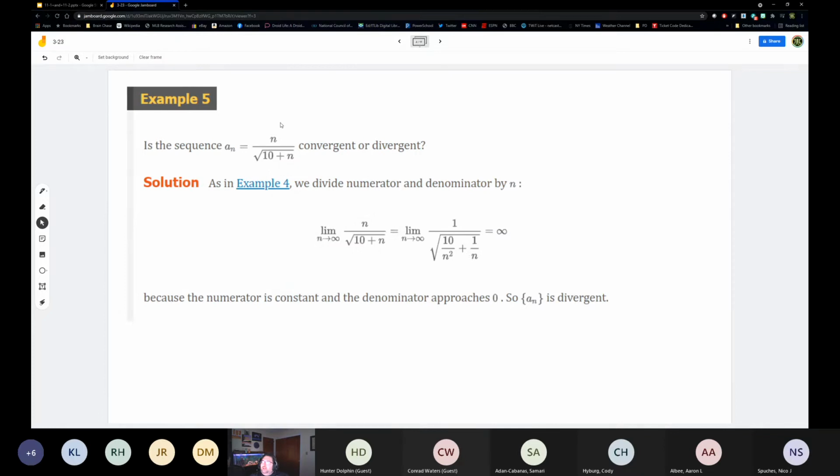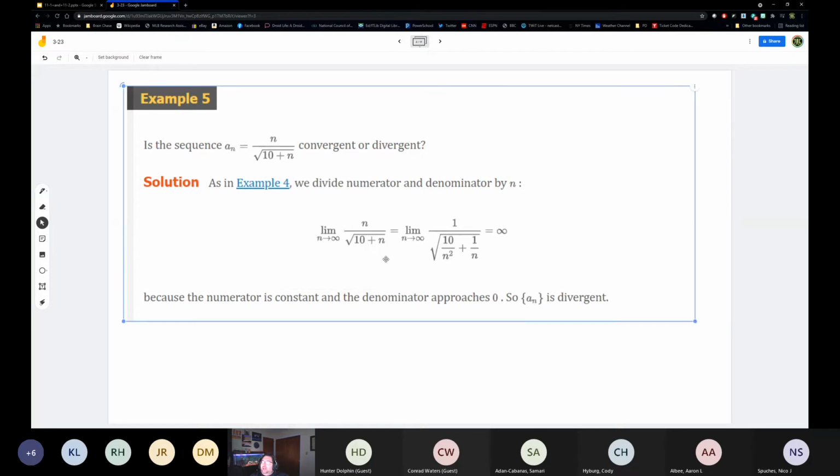Here's another one. So we want to figure out if this function is convergent or divergent. So we're going to do the limit again. And we have n over the square root of 10 plus n. Now in this one, I'm going to divide them all by n. So I have n divided by n, which is 1. And then the 10, I'm actually dividing by n squared. Why am I dividing by n squared and not n?